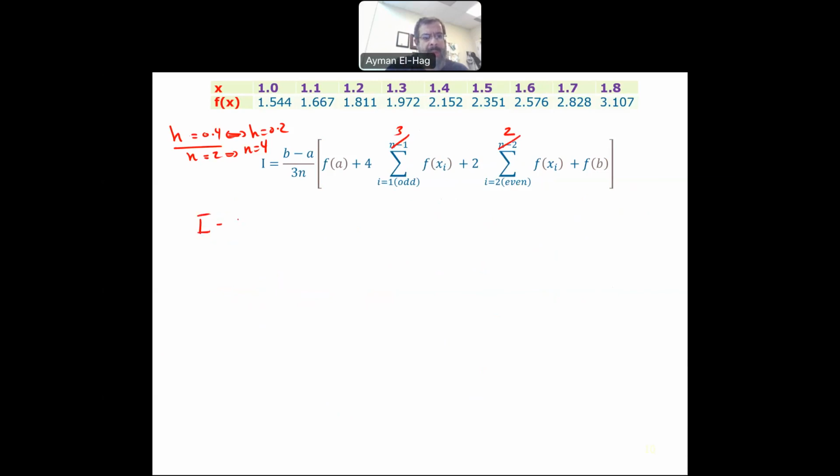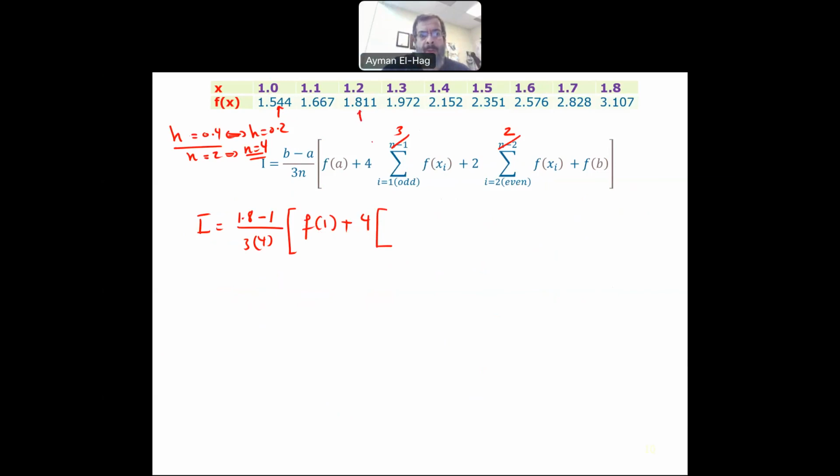So your I is equal to 1.8 minus a, which is 1, divided by 3 times n, which is 4, times f of 1 plus 4. Now the increment that we'll have is 0.2, so we'll go from 1 to 1.2. We start from the starting of the integration, then odd, even, until we reach the end of the integration. So this is your starting of the integration.